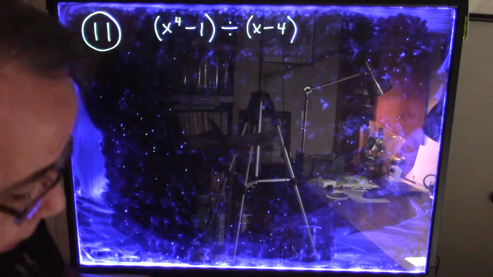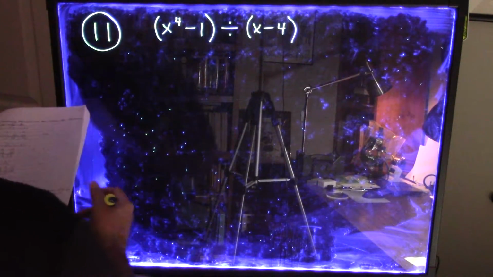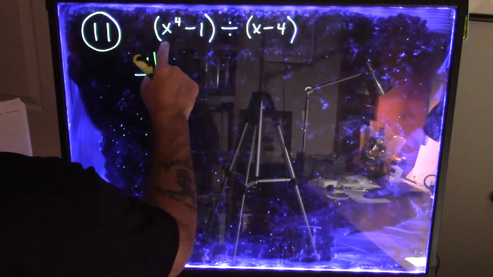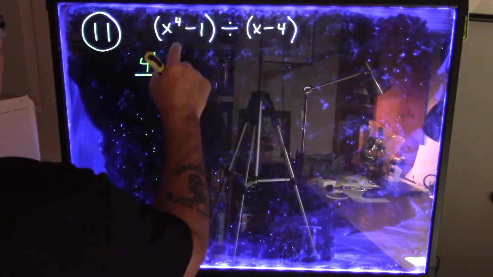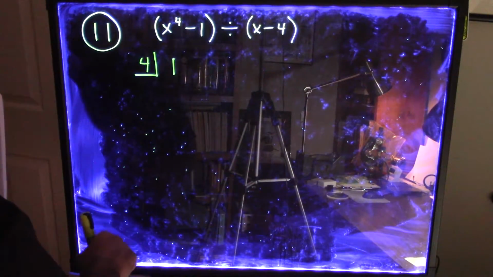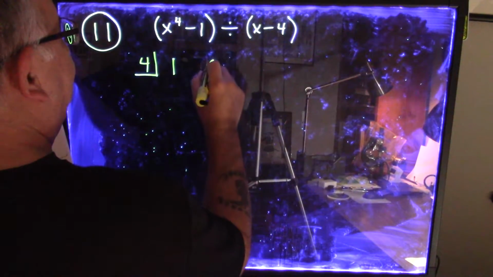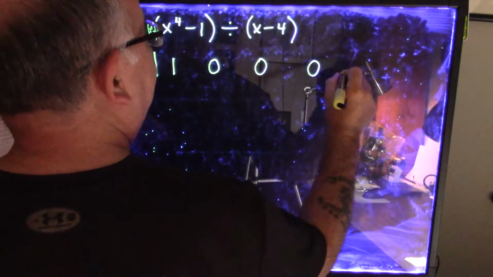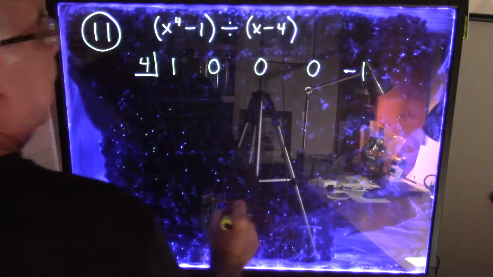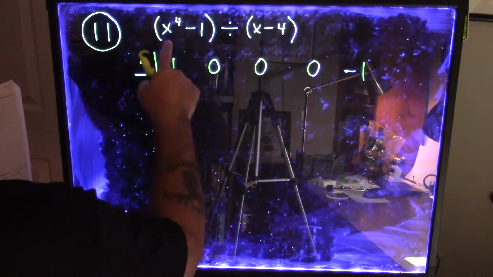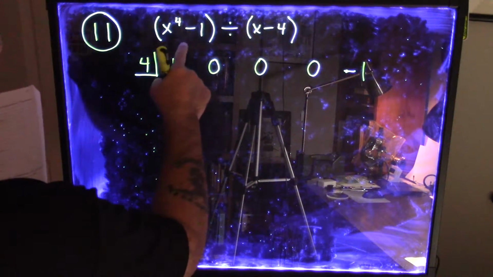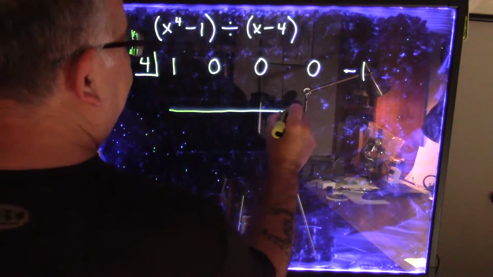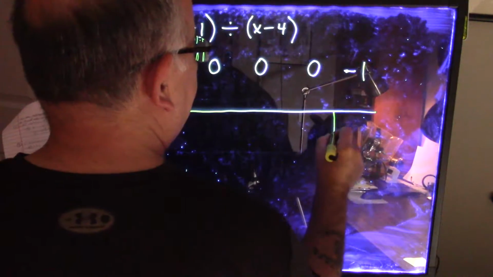Number 11. So it's already up there, and write our 4, and you've got a 1x to the 4th. Now there are no x cubes, x squareds, or x's, so you have to put their placeholders there, 0x cubed, 0x squared, 0x, and then finally the minus 1, the constant term. If you're missing terms, quote-unquote, and don't put these zeros in, then you're going to get the wrong answer. Okay, so look out for those.